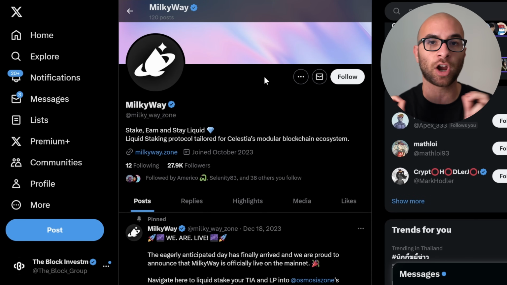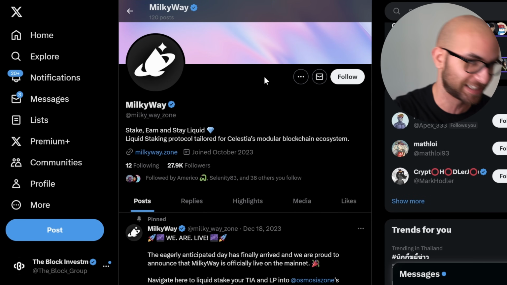Now that I got all of that background information out of the way, what's the actual first airdrop that you can start farming for when it comes to the Celestia ecosystem? So this is Milkyway, guys, and I actually already brought up this video in my Injective video as kind of like a bonus, but I'm going to repeat what is going on here.